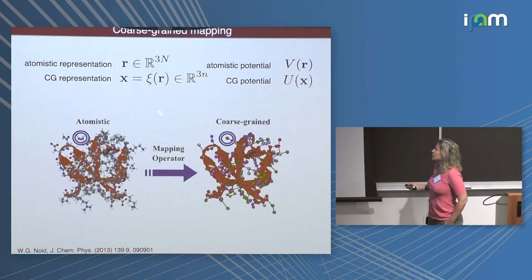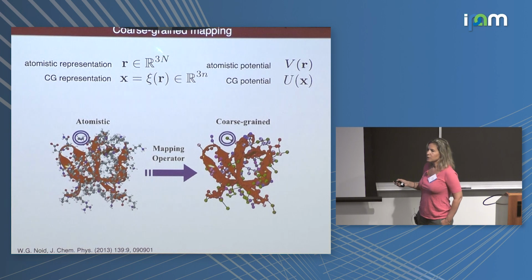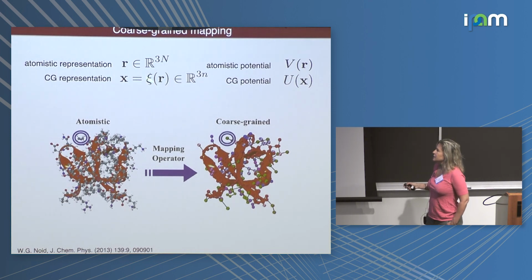So for the first point, this is what is called the coarse-grained mapping. We have an atomistic representation, R, which is a point in 3N, where N is the number of atoms, and we do a dimensionality reduction to lowercase n, the number of beads that we are going to consider. Lowercase n is going to be smaller than capital N, hopefully much smaller. And this is the mapping.